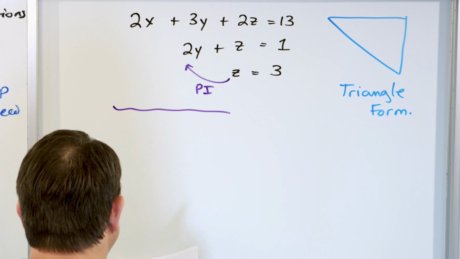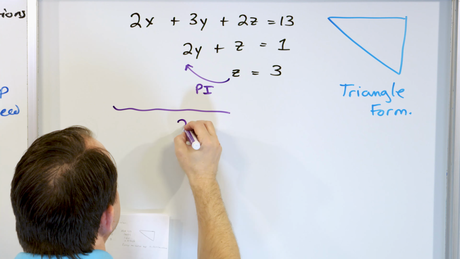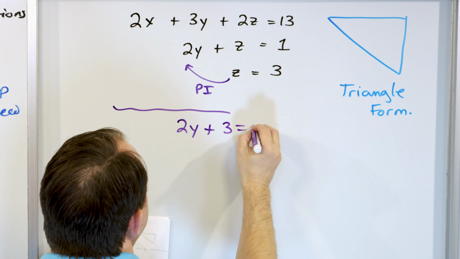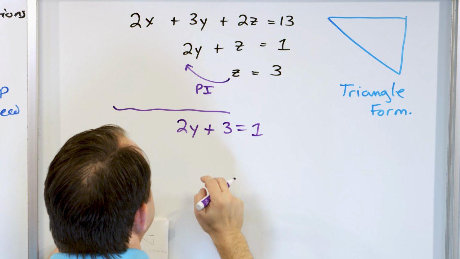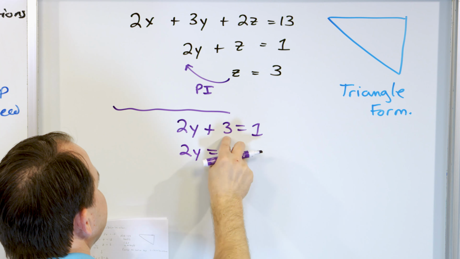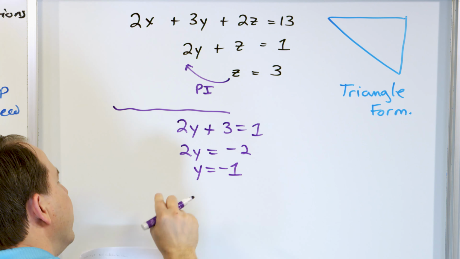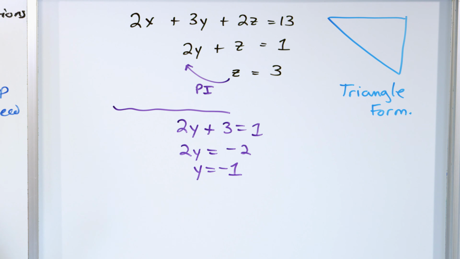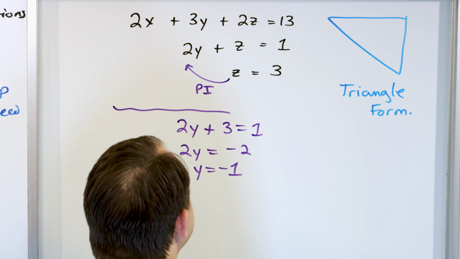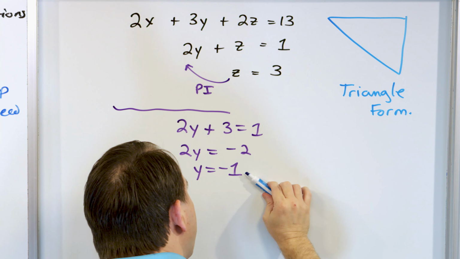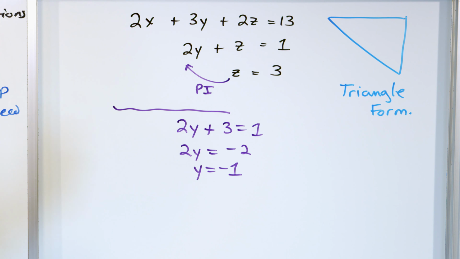So the way I do that is I say 2 times y plus z, but now z is equal to 3, is 1. I just take and plug it into that second equation. 2y is equal to, subtract, I get negative 2. Y is equal to negative 1. So now I know that y is equal to a number. It's one of the three numbers I need. I need x, I need y, and I need z. And actually, I know what z is equal to, and now I know what y is equal to. So actually, all I need is to know what x is equal to.